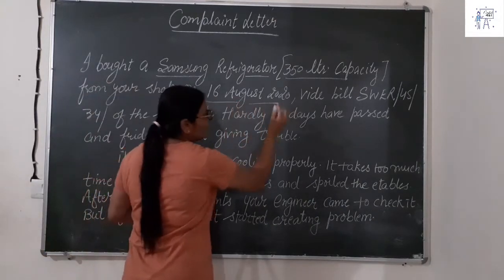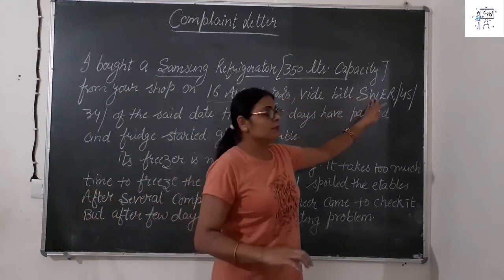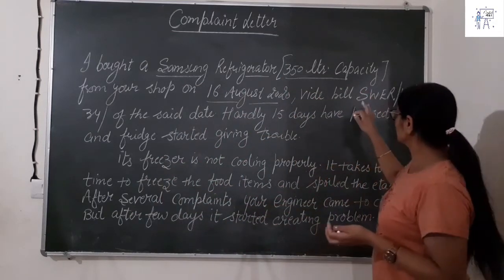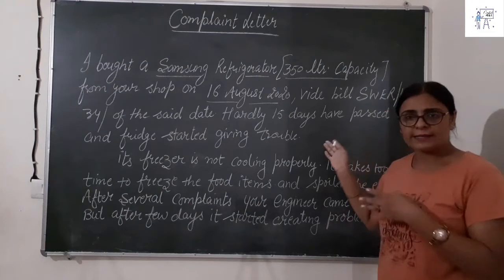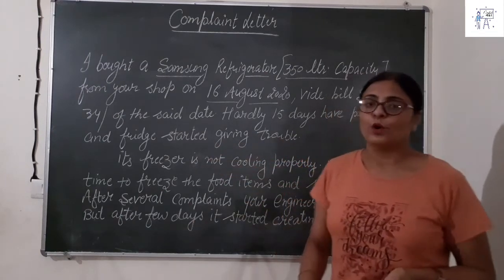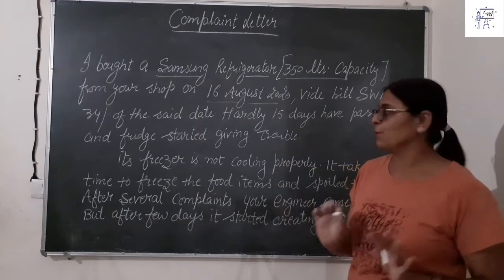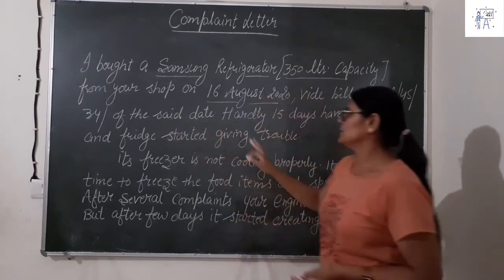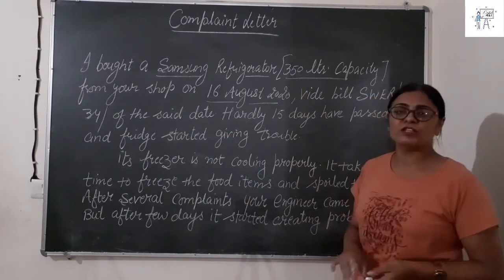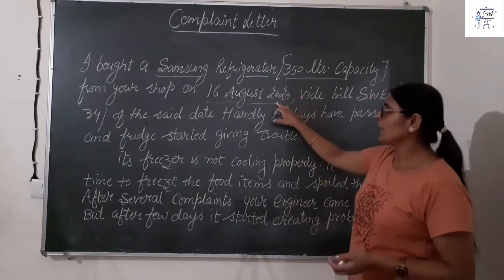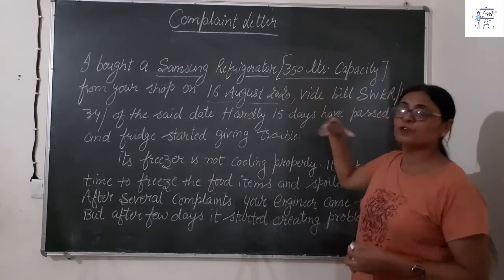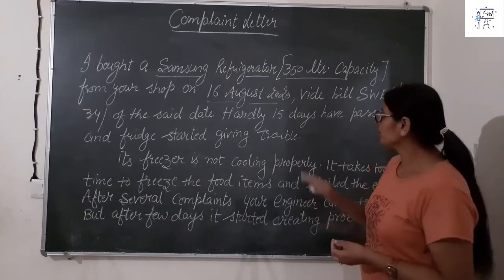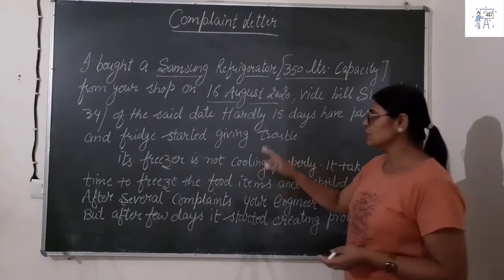The date I bought that product is mentioned, and the bill. This number is the reference number of the bill. It can be written by your own choice, as I have written here SWER, then /45 and then /34. So in this way you can create your own reference number. It is not compulsory to write like me, of the said date. So in these two lines I have mentioned the name of the product, on which date I bought it, which company and brand it is, and the capacity of the product. Hardly 15 days have passed and the fridge started giving trouble.